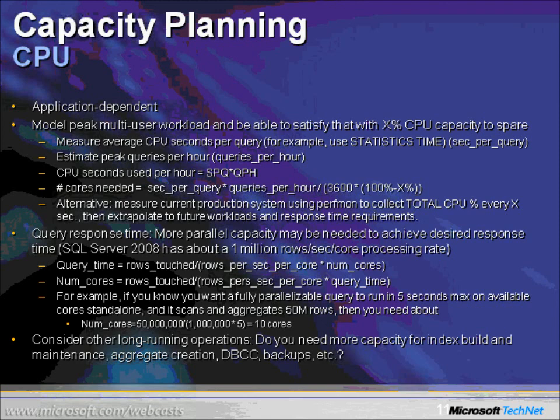Also, think about other long-running operations besides just queries. For example, index build or index reorganization, creation of summary aggregates, database consistency checking, and backups. You should measure the time it takes to do these on your database so that, given the available batch window you have to do these operations, you can make sure you have enough capacity to perform them in the desired batch window.